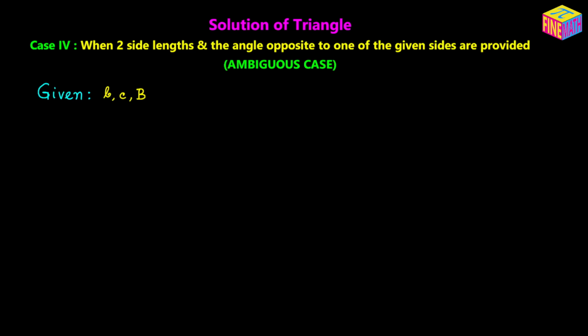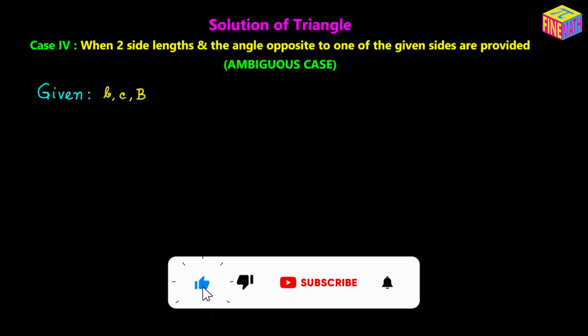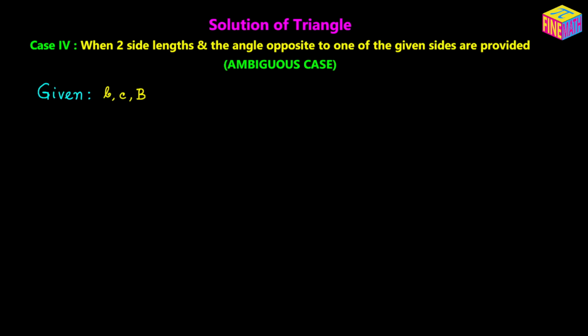Suppose we have a triangle for which we have been given the two side lengths, which are b and c, and also the size of the angle opposite to the side b, and that angle is denoted by uppercase B. When we are provided information like this and asked to find the three other attributes of this triangle, we have to verify to see if a triangle is even possible. Sometimes a triangle may not be possible, sometimes there could be two solutions, and sometimes there could be just one solution.